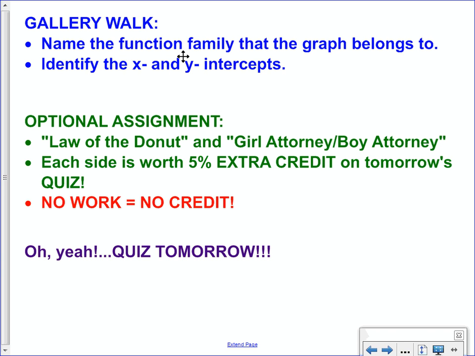Tomorrow you have a quiz. If you do the optional assignment, each side is worth 5 points extra credit. Make sure you show all your work for whatever side you are doing. You're going to turn it in to me tomorrow. It's up to you. Yes, absolutely. All right, here we go. Go ahead and start on your section and go all the way around.